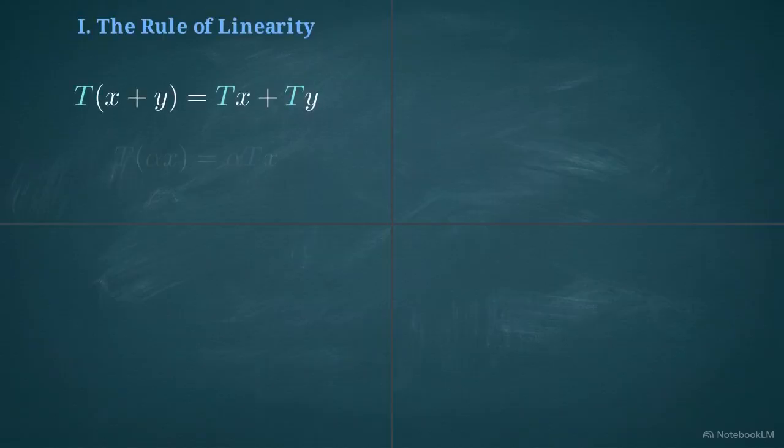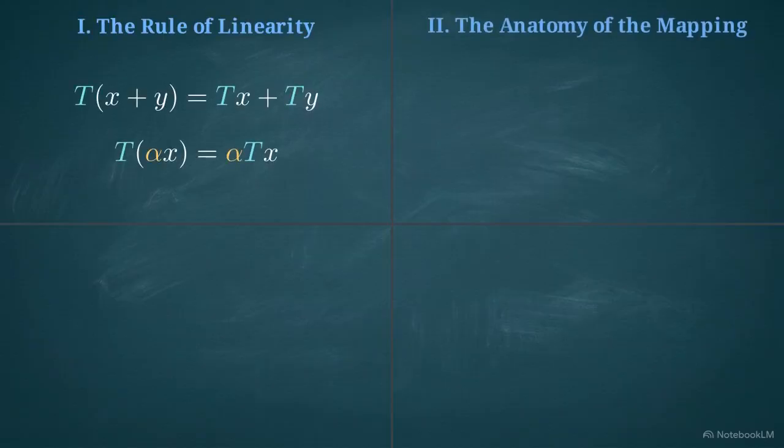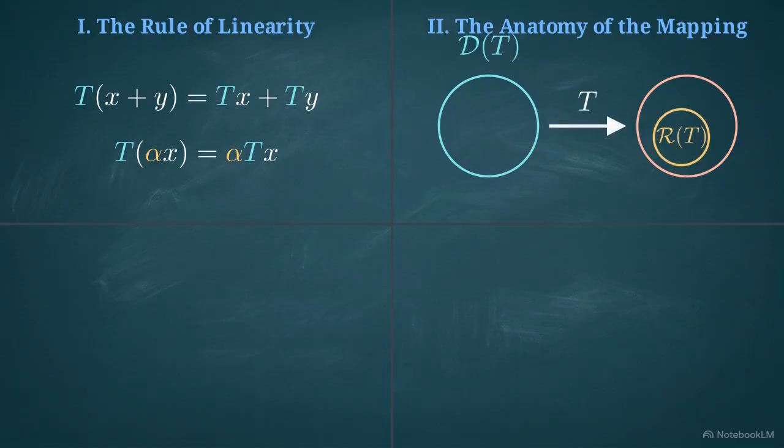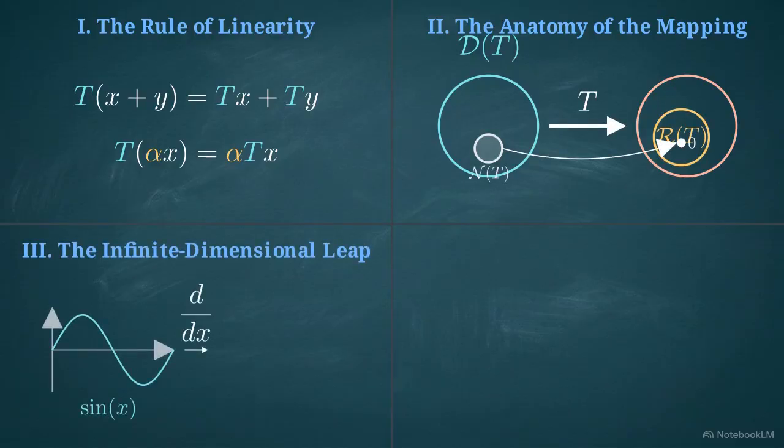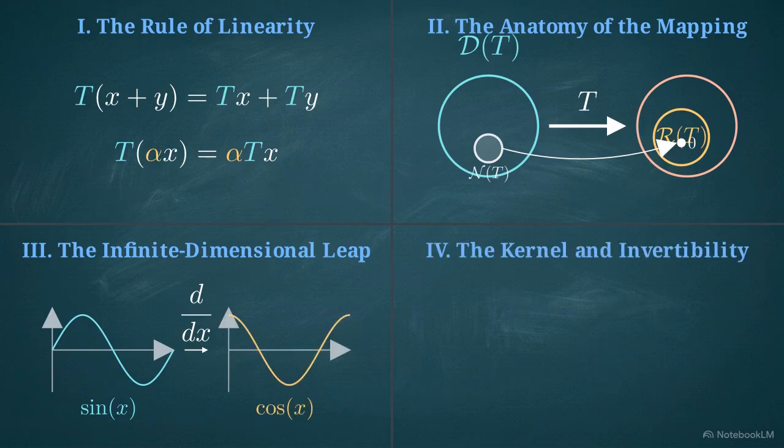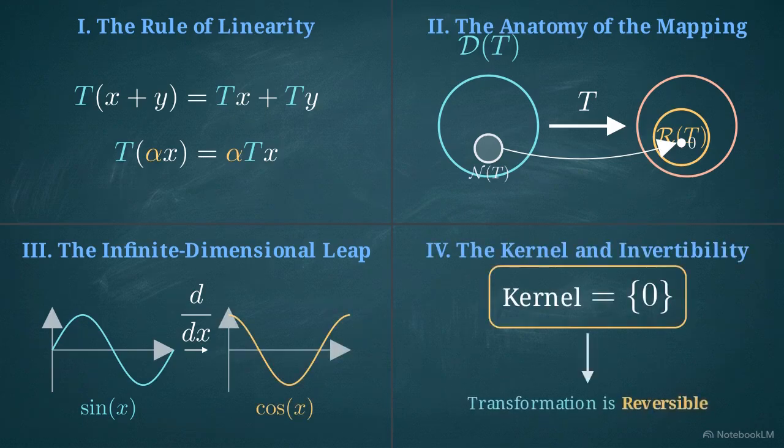To summarize, we define a linear operator by its preservation of addition and scaling. We map it through the domain, range, and kernel. We extend it to infinite spaces through derivatives and integrals, and we check the null space and range to determine if the transformation can be reversed.